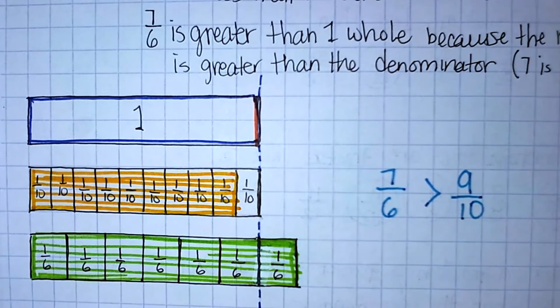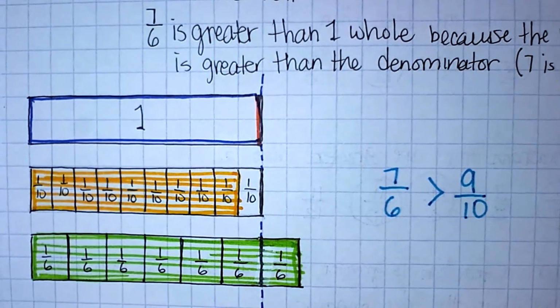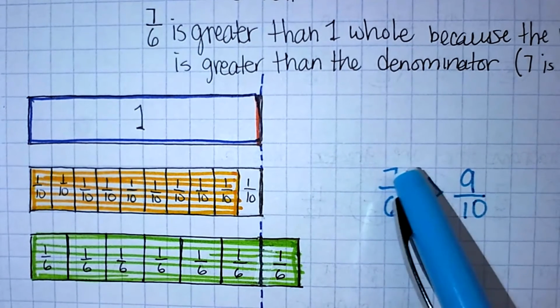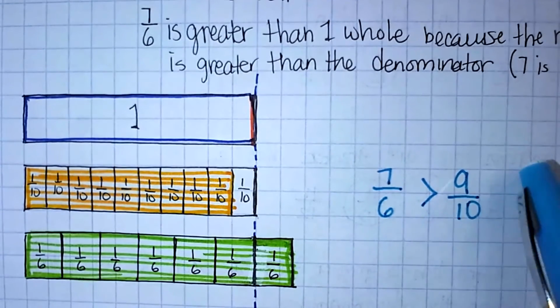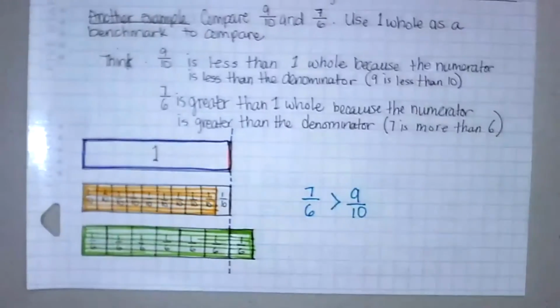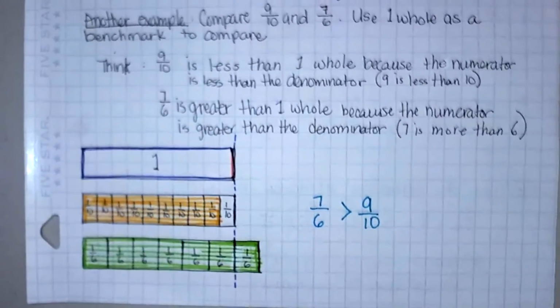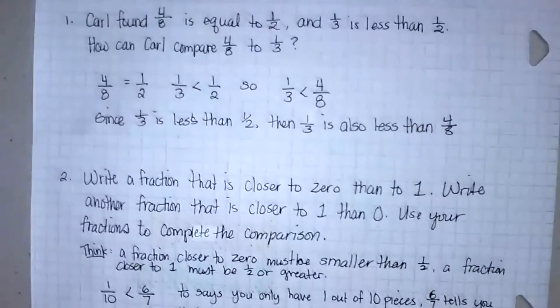You notice that by looking at the fraction strips that we drew, you also notice it by realizing that the numerator here is larger than the denominator, but it's not in this case. So you can tell right away from looking at these different clues that will help you to find your answer quickly and correctly. All right, let's go ahead and take a look at your guided practice.